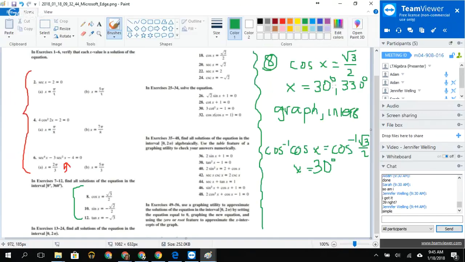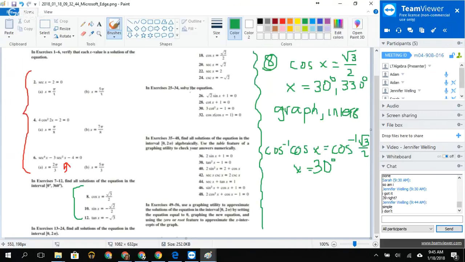I'm just looking to see if there's one that looks kind of complicated. They all look pretty straightforward to me. Even number 22, the secant of x equals 2. You can just graph the secant of x and 2 and find out where they intersect. That's a pretty easy thing to do.